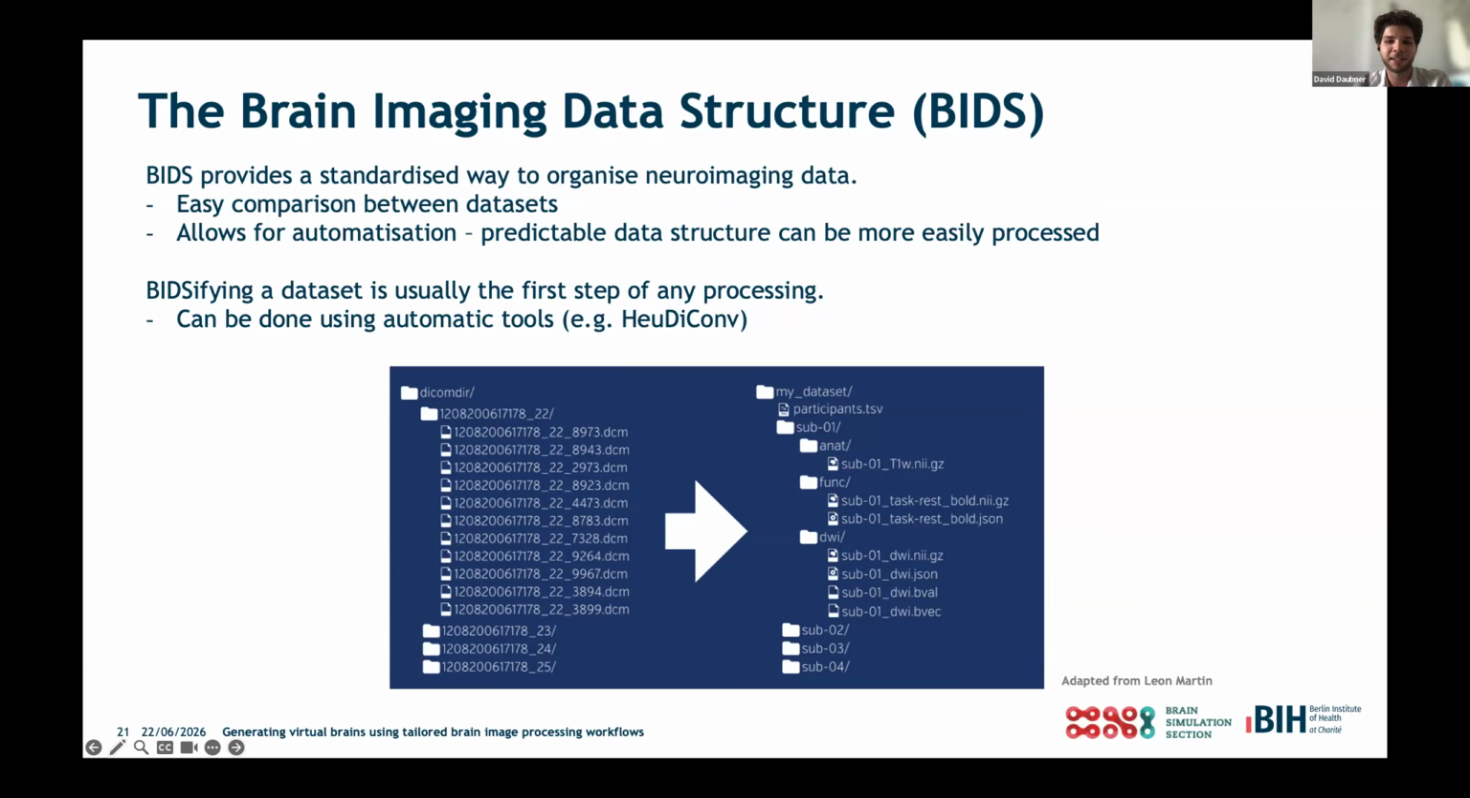It provides this standardized way of how to organize your files, and this allows for easy comparison between datasets and also for automatization because computational tools and pipelines require predictable data structure. For this reason, it is usually the first step in processing to BIDSify your dataset. And this can be done using some automatic tools, although it is important to remember that these don't work perfectly, especially when the original data in DICOM is not in some predictable structure already. Next slide, please.